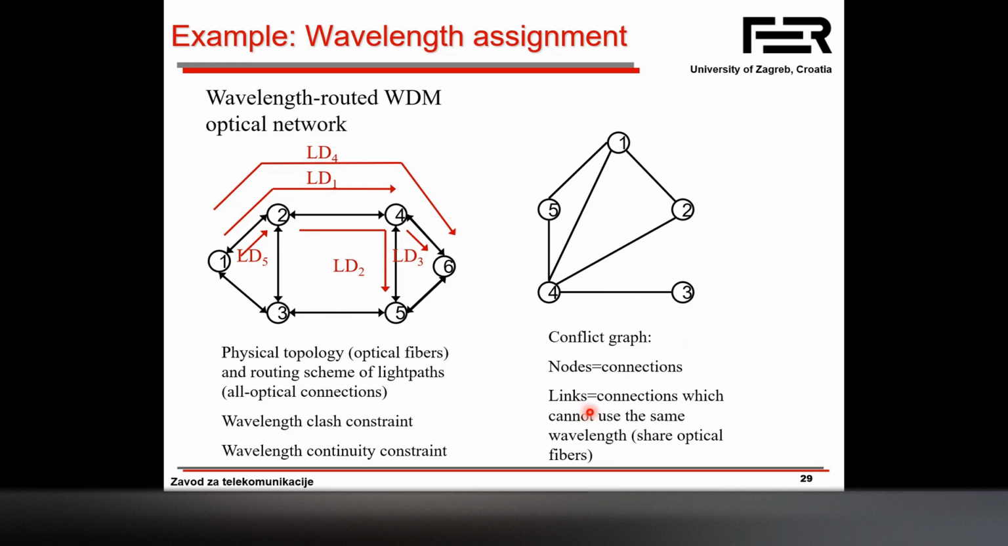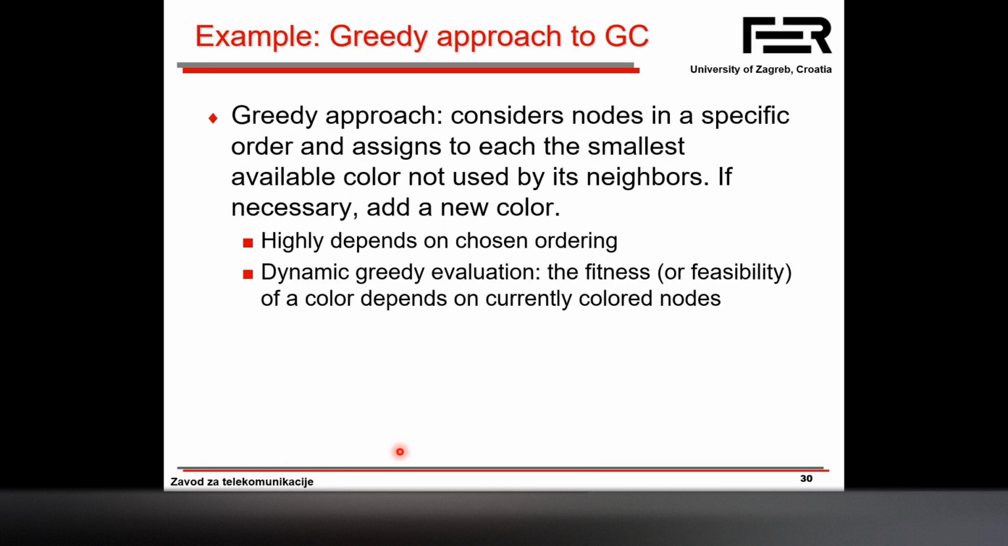This is just an example to show you how a real life example can be formulated or portrayed as a graph coloring problem. Okay, any questions here? So in this case, we can color this with 3 different colors, or in other words, we have to assign 3 different wavelengths in order to satisfy these two constraints, the wavelength clash constraint and the wavelength continuity constraint. Okay, that was an example.